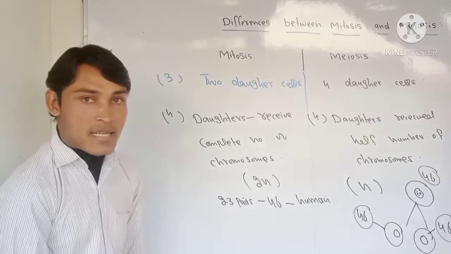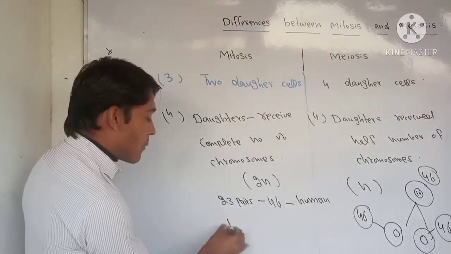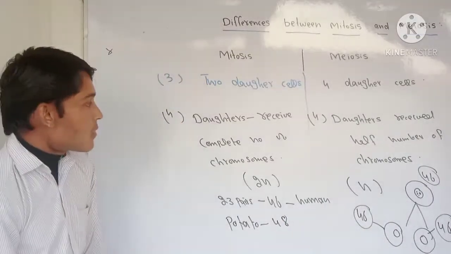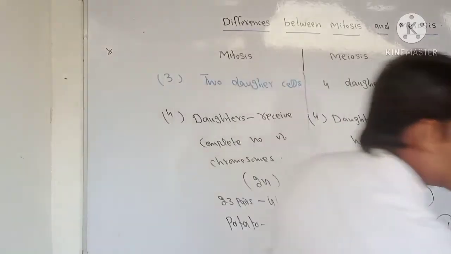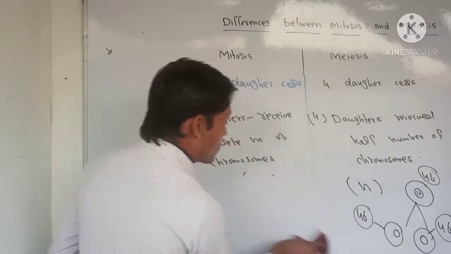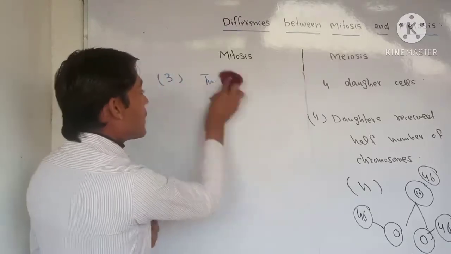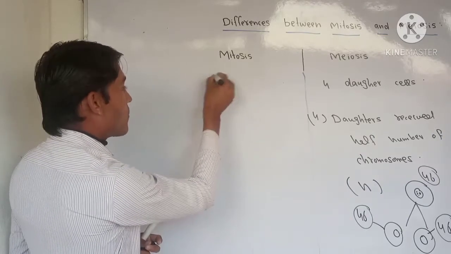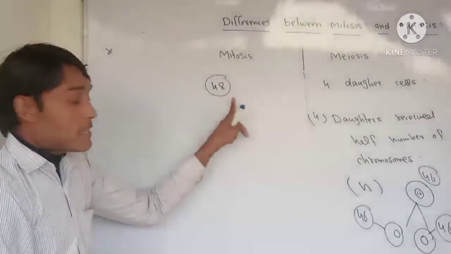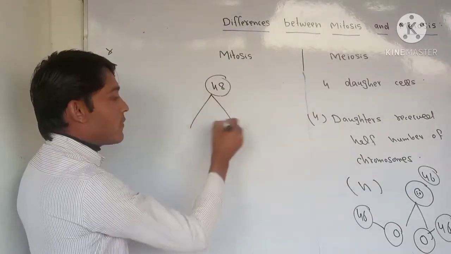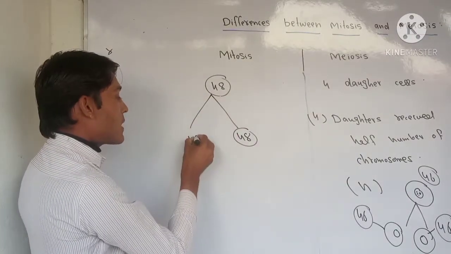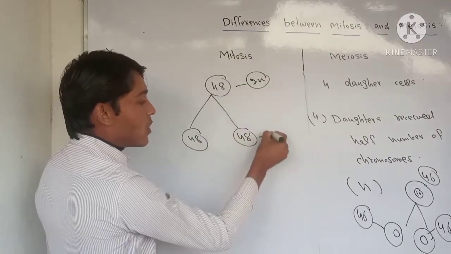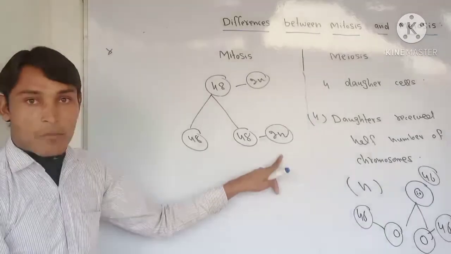If we take another example, like potato, potato has 48 chromosomes. So if potato divides, how many chromosomes will the daughters receive? Look here, the potato has 48 chromosomes. When this parent cell divides, the daughters will receive the same 48 chromosomes. So this is also 2n. 2n simply means the full number of chromosomes.